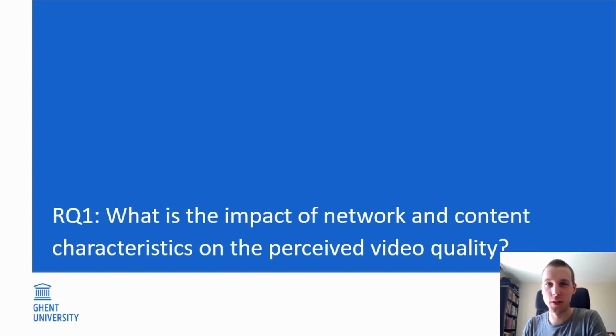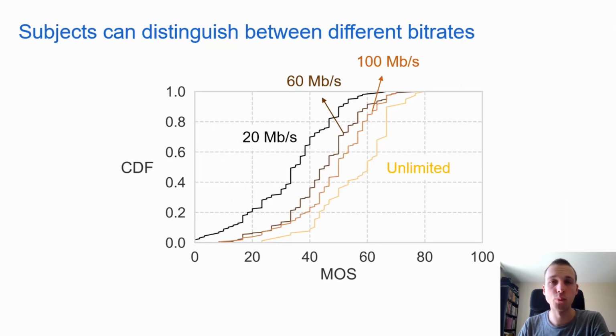Then on to the results. So for the first research question, the impact of network and content characteristics and also system characteristics, such as the presence of prediction or no prediction. I will not show all the graphs here. I really want to refer to the paper for that, but we have 2 CDFs here, where we show the mean opinion score on the x-axis and the CDF on the y-axis. And we can actually see that studies can distinguish between the different bit rates quite accurately.